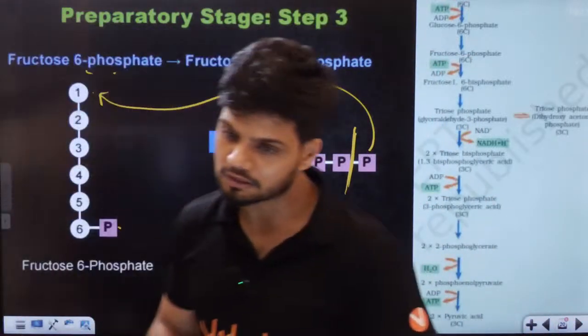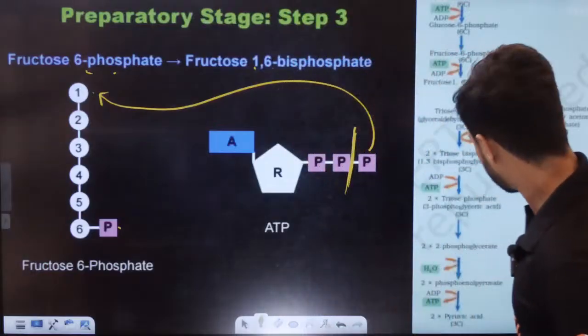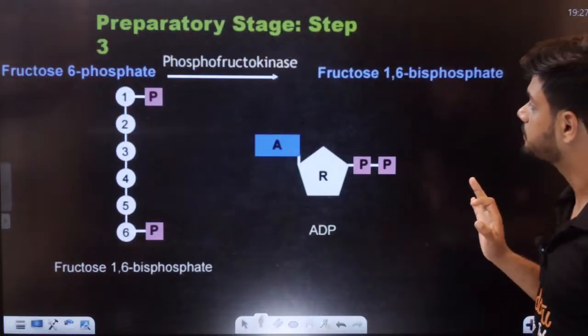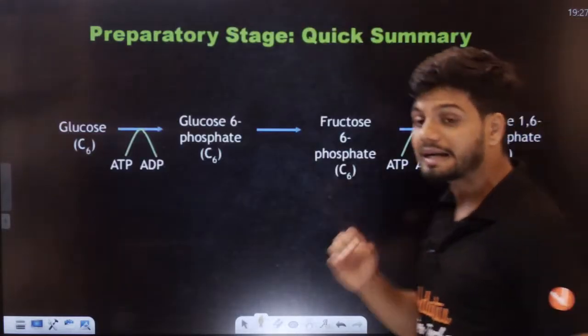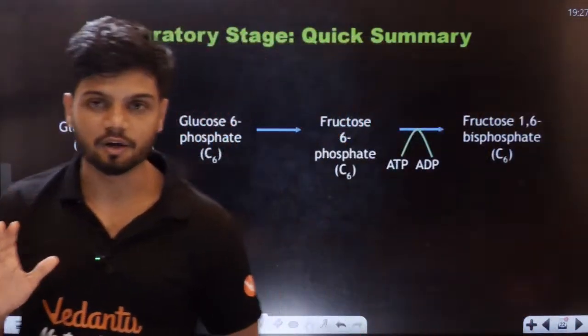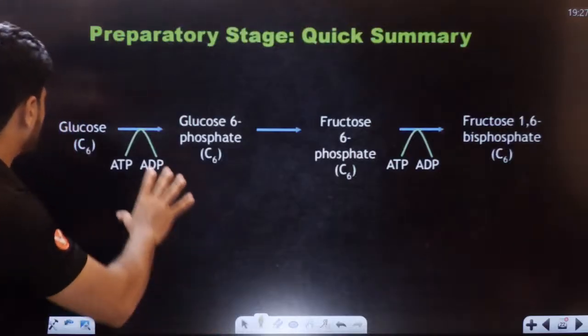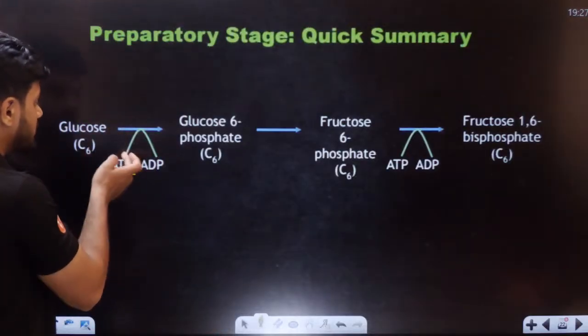Okay. That's why it's sufficient actually. Okay, it becomes fructose 1,6 bisphosphate. So that is the quick summary till now. Quick summary till now is: glucose, 1 ATP is given here.